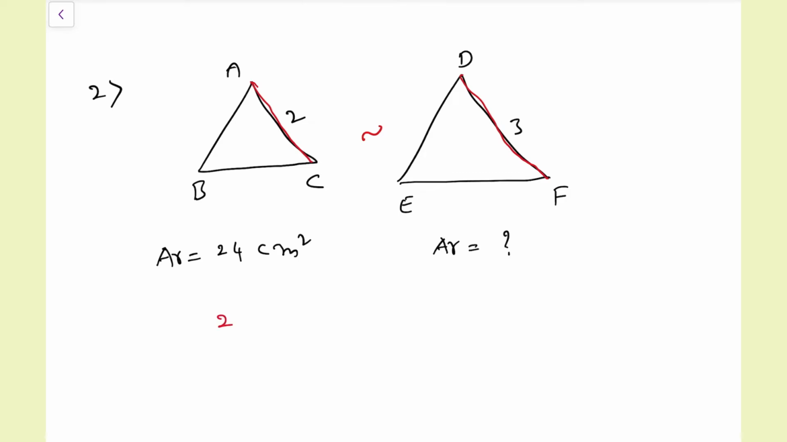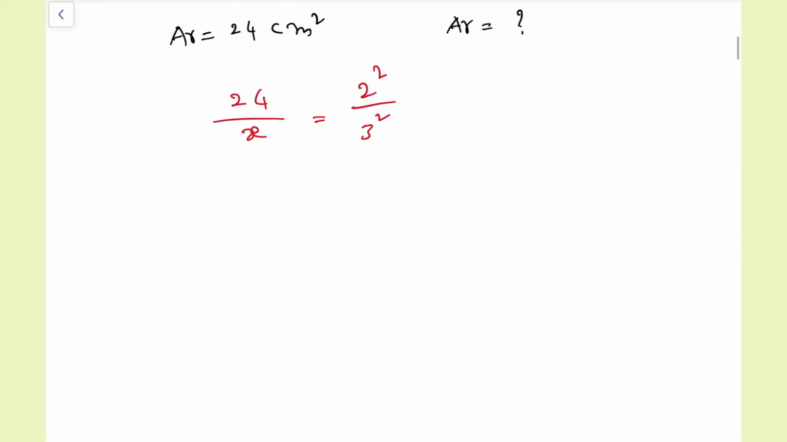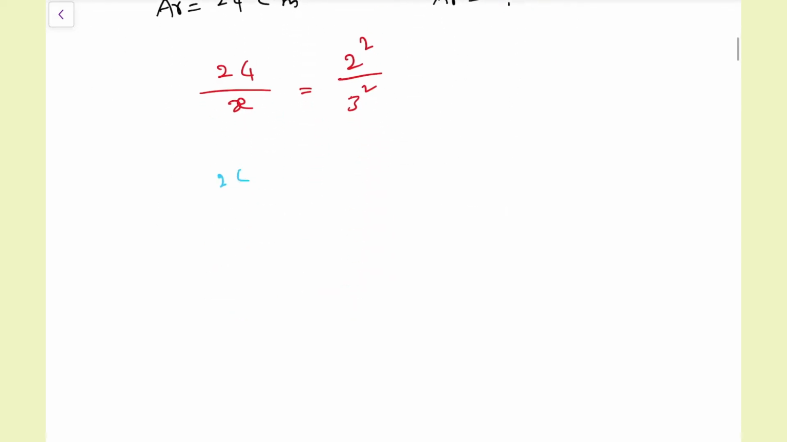Area of the first triangle divided by area of the second triangle. Here the second triangle area we don't know, so I am taking it as some x. I repeat, area of the first triangle divided by area of the second triangle equals side of the first triangle square by side of the second triangle square. 24 divided by x is equal to 2 square is 4 divided by 3 square is 9.